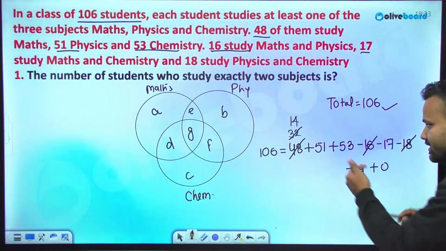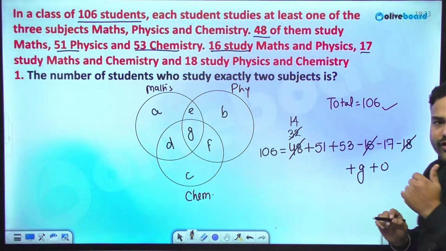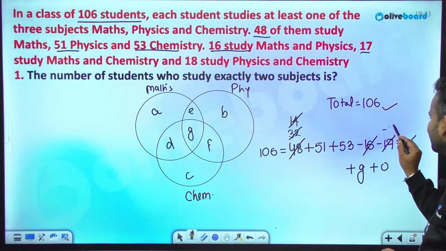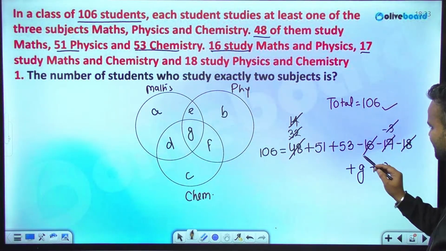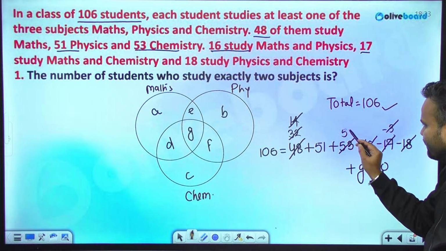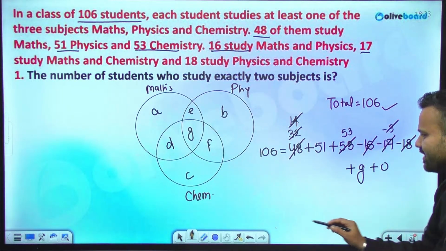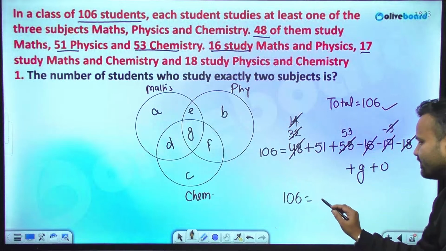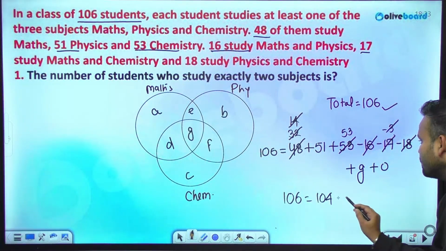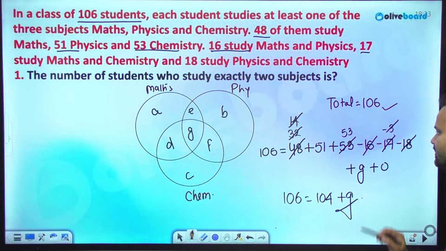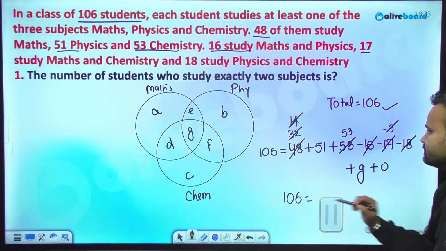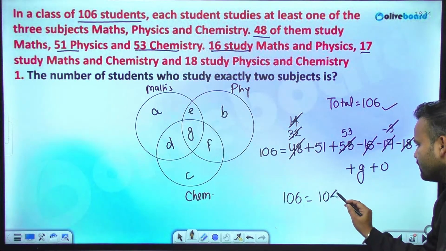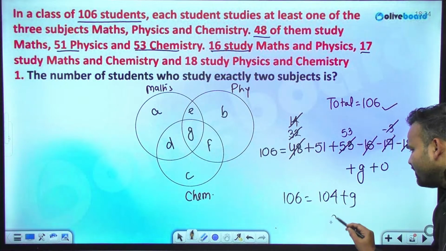Right? Eliminate this 14 by 17. You will have minus 3 over here. Eliminate this 3 with 53. You will have positive 53 over here. So ultimately this 106 is equal to what? 51 and 53 is 104, plus of G, sorry, 104 plus of G, so the value of G from here will be 2.